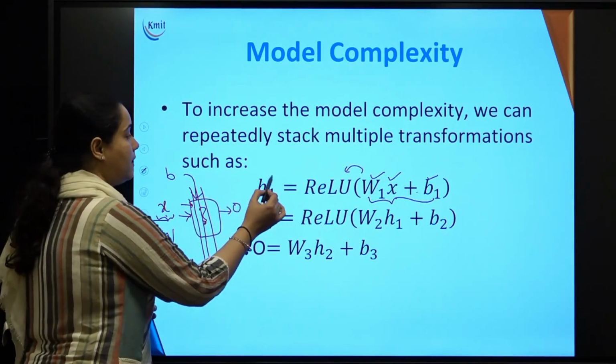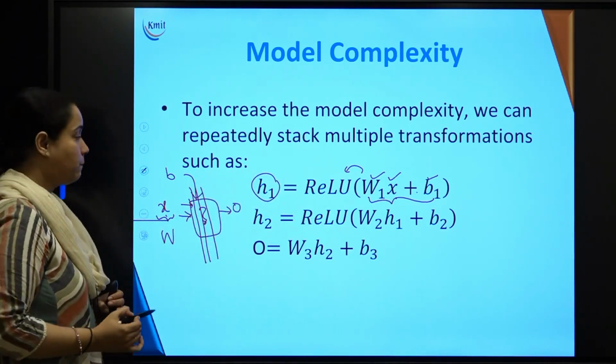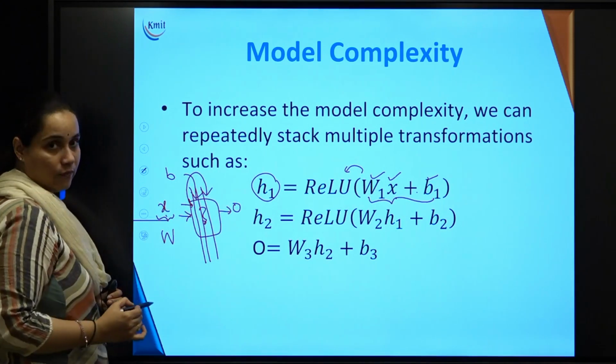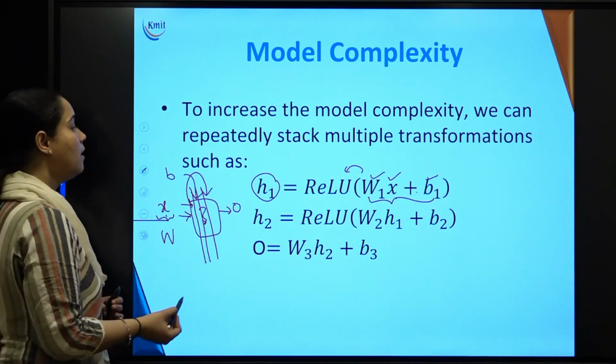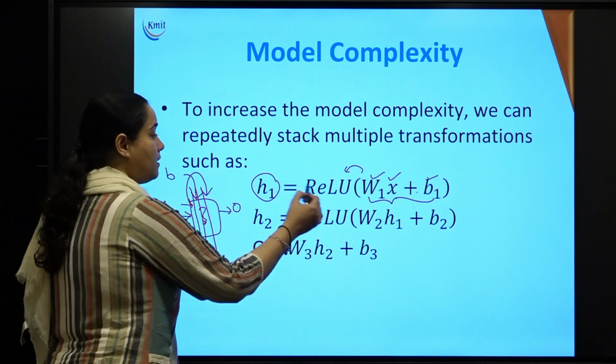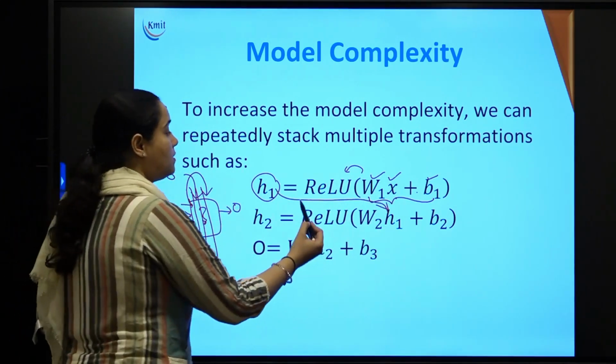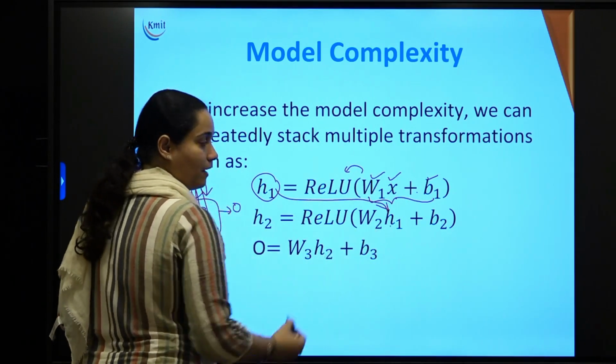I get an intermediate output which I am calling H1. Now this intermediate output will go to the second layer, which I have divided further. So this intermediate output is now serving as an input to my next layer.